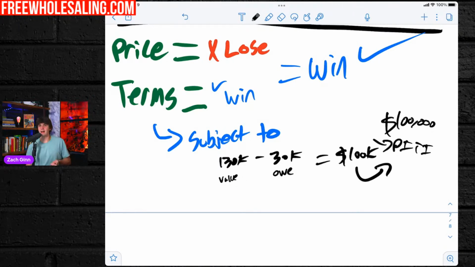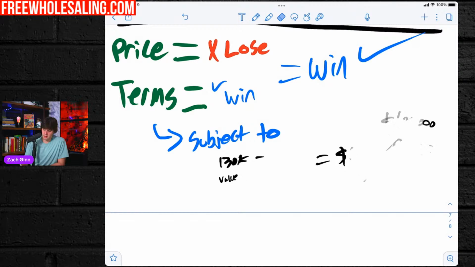Here's the problem. I can't do a subject to on this. I could, but why am I going to drop 100K? If he has all this value, he could just sell on the market and make 100K. The ROI doesn't get there. You're not making 100% ROI. Most people don't want to drop 100K on something like this. That's not a good deal. You want the payments to be low. And if he owes nothing, that means I'm just going to give him 130K, which means I'm going to lose 30 grand.